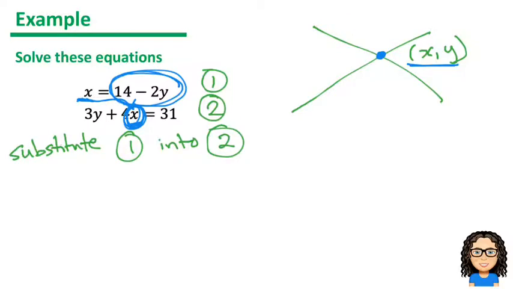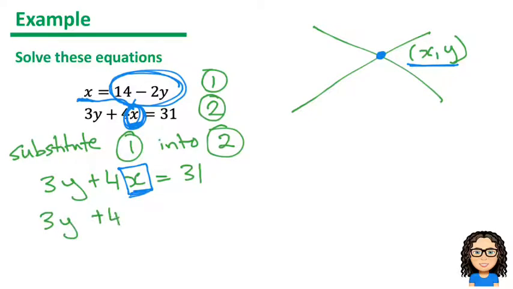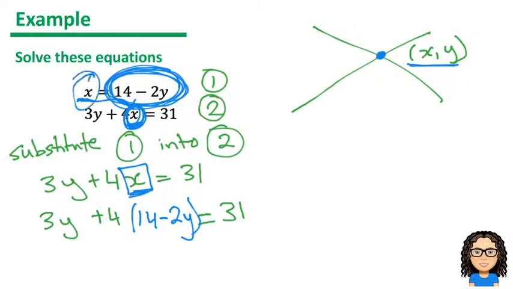Alright, so I'm going to write down equation 2, 3y plus 4x equals 31. And what I'm going to do now is replace the x. So I'm going to leave my 3y alone, I'm going to leave the 4 alone, and I'm going to leave the equals 31. And in place of the x, I'm going to replace that with what x is equal to, which is 14 take away 2y. Alright, so I've just done a straight substitution. I've replaced the x with the thing that it is equal to.